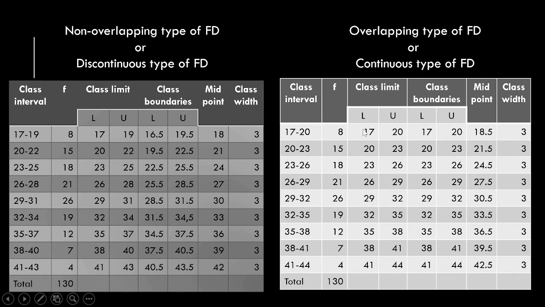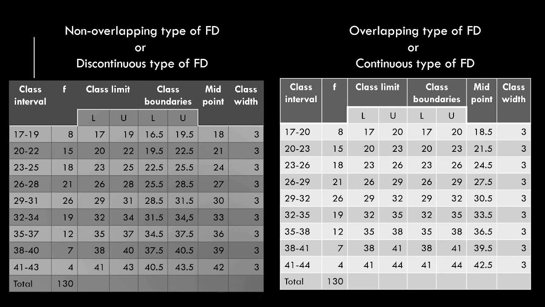In overlapping type of frequency distribution, there is an overlapping between the first and second class. For example, the first class interval has a class limit from 17 to 20, and the second class interval has a class limit from 20 to 23. However, their class boundaries will vary. For the non-overlapping type of frequency distribution, the class boundary will be the midpoint or halfway point between two class intervals.